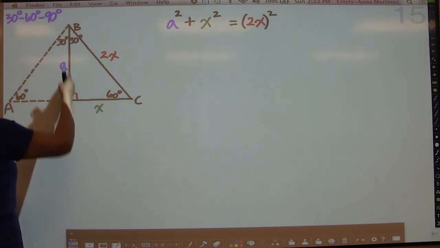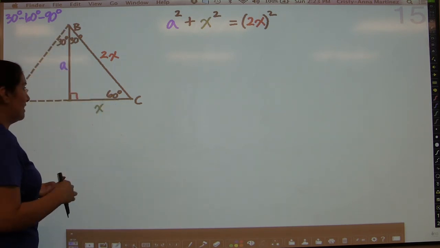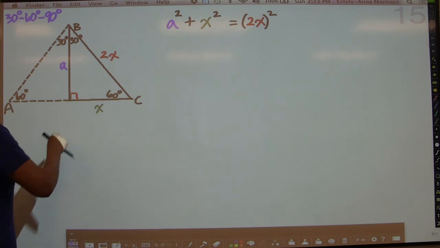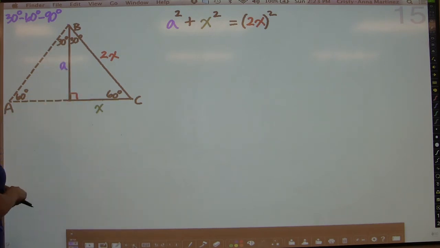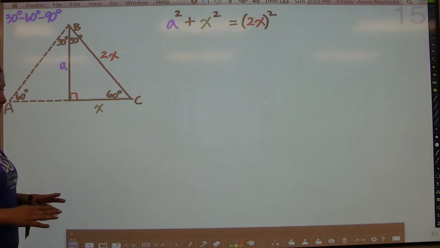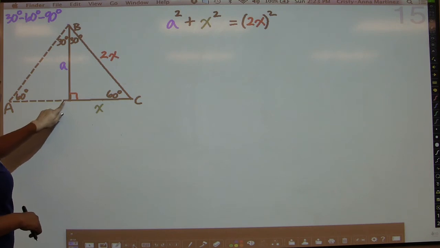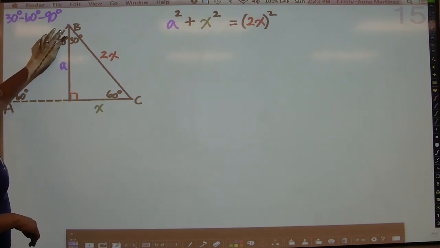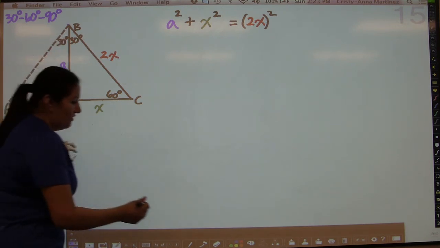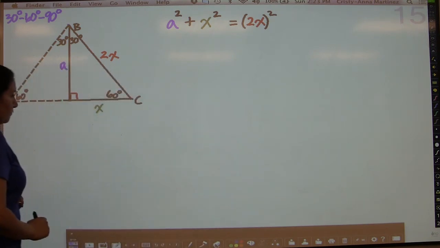But when you draw in the altitude, because it's the perpendicular bisector, it cuts that angle in half. So you get 2 equal angles of 30 degrees apiece. And that's basically how you get the 30-60-90 triangle formed. You'll notice that I made this half of the triangle dashed because that's not really part of the diagram that we're interested in.